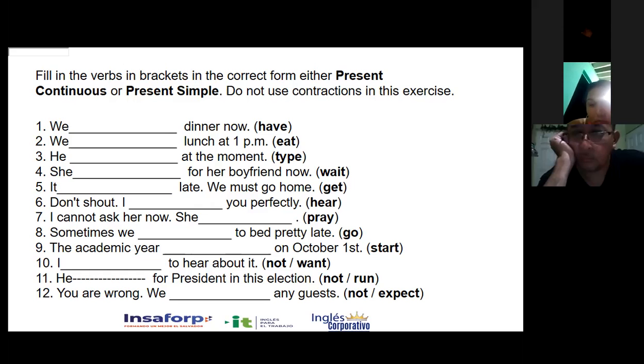Okay, let's try with the next one. Number seven. I cannot ask her now. She prays or she's praying? Praying, because we're using now, exactly. She is praying. That's correct.